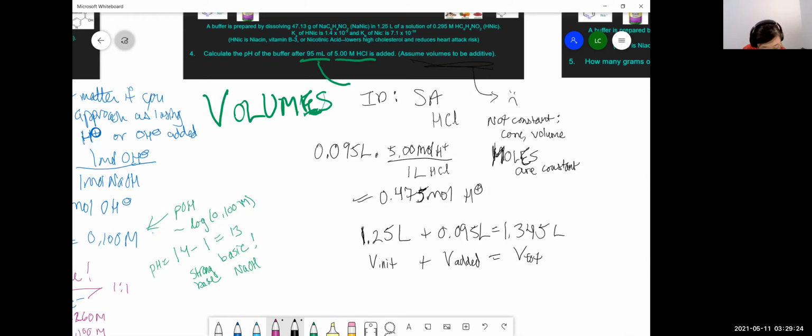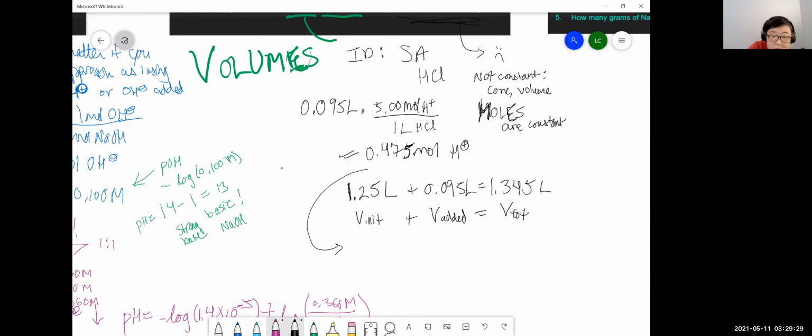And so once we do this, we can just take this number and divide it by the final volume, which is going to be 1.345 liters. So 0.475 moles of H plus divided by 1.345 liters equals what your H plus value will be. You get about 0.353.